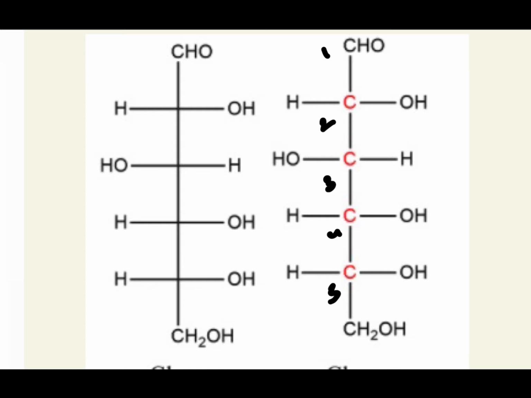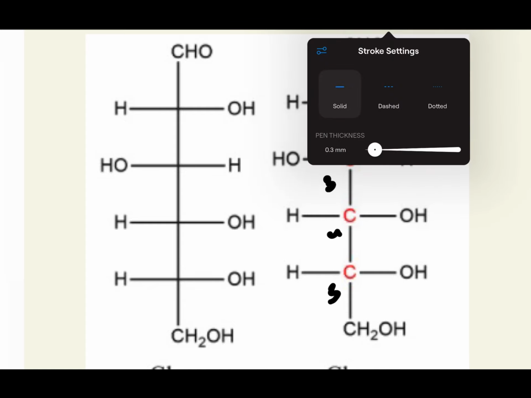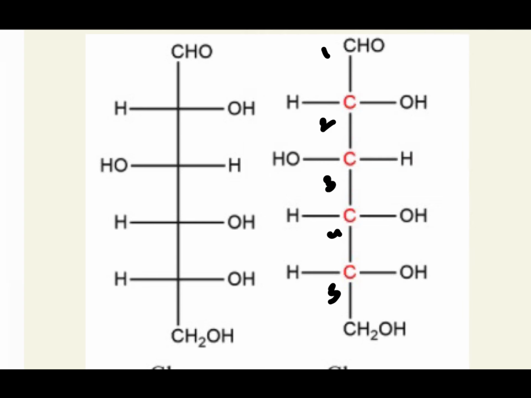So basically in carbon 1, this is an aldehyde group. This is how the aldehyde is connected. As you can see, it shows a double bond. It cannot be considered to be a chiral atom. That's why it's not considered to be a chiral atom.